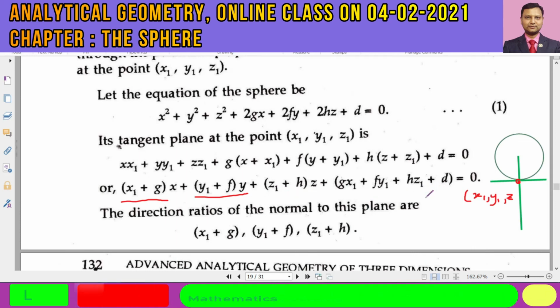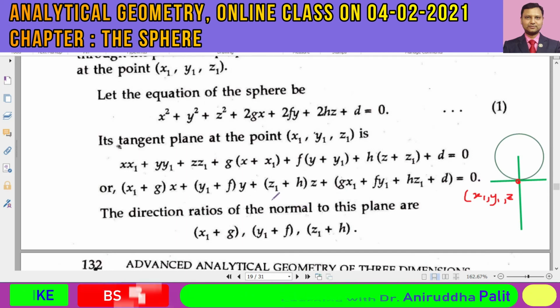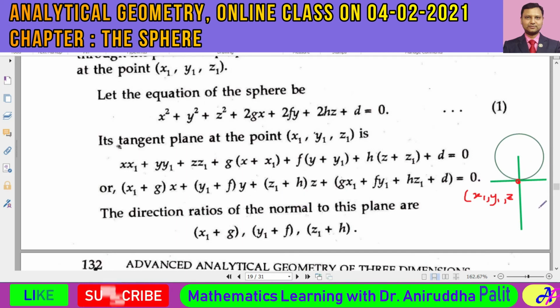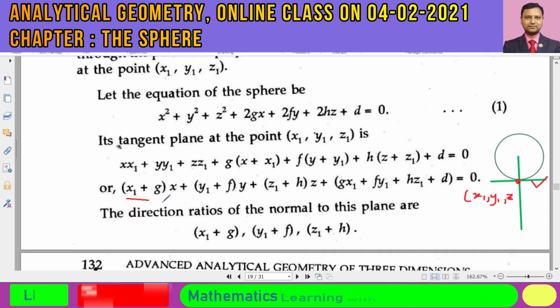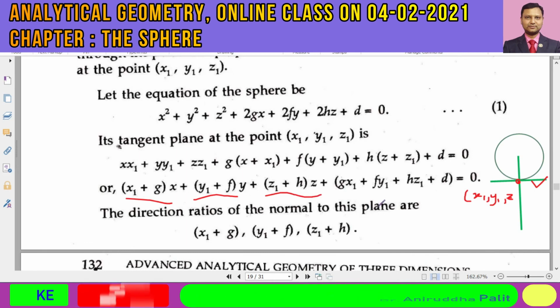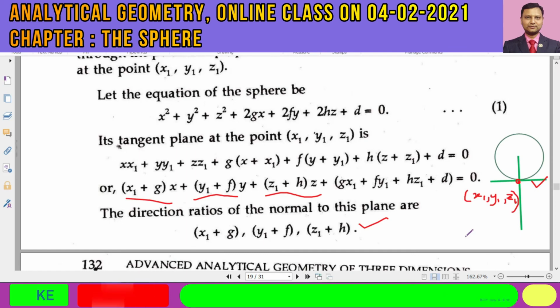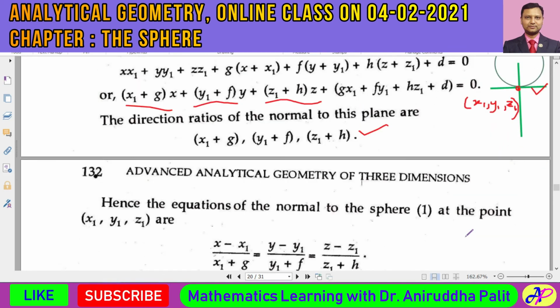Then how can we obtain the direction ratio of the normal to this tangent plane? They are the coefficients of x, y, and z. These are the corresponding direction ratios of the normal to this tangent plane. And this is the point x1, y1, z1. So what we have to do is find out the equation of the normal.